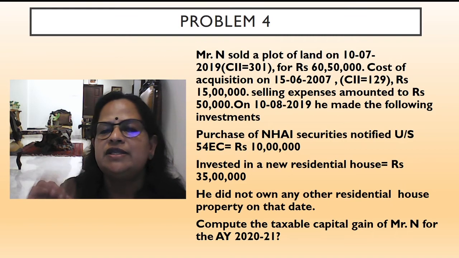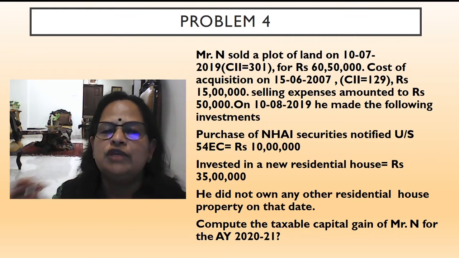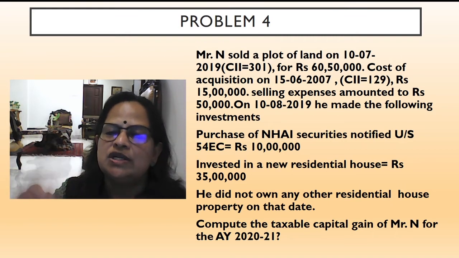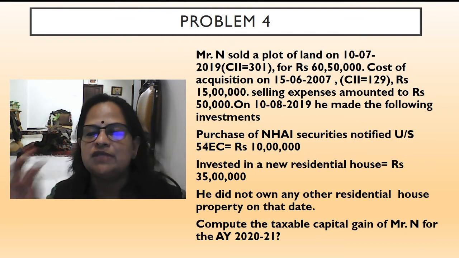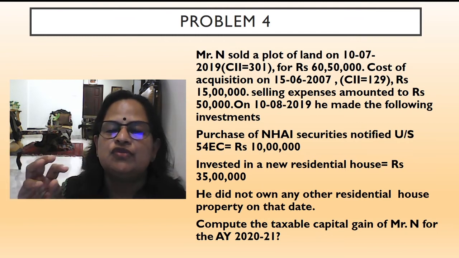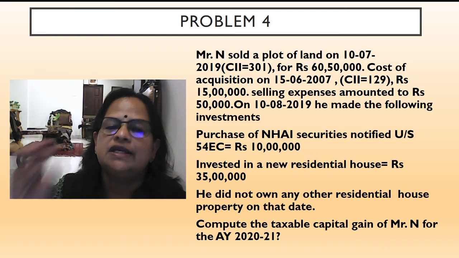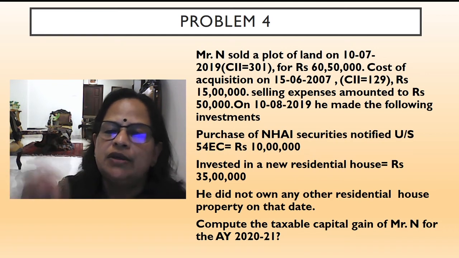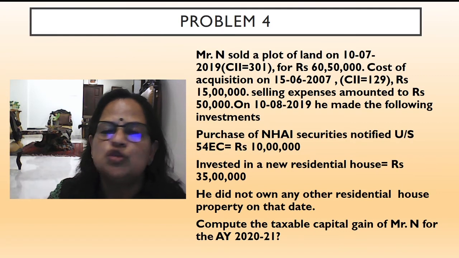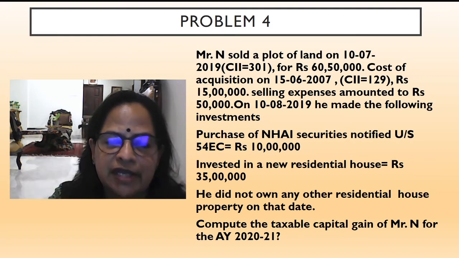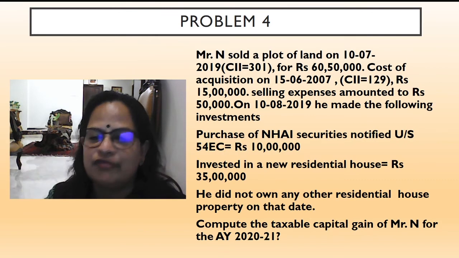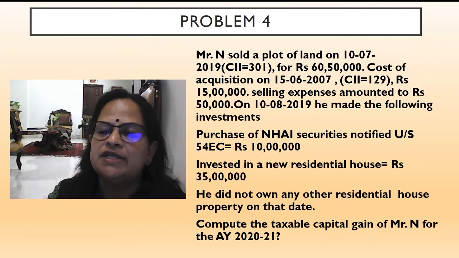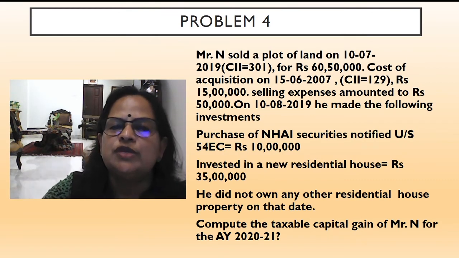On 10/8/2019 he made the following investments. Purchase of National Highways Authority of India securities notified under section 54EC, 10 lakhs. Invested in a new residential house property, 35 lakhs. Now he did not own any other residential house property on that date. So this is the hint that you have to use 54F. Compute the taxable capital gain of Mr. N for the assessment year 2021.